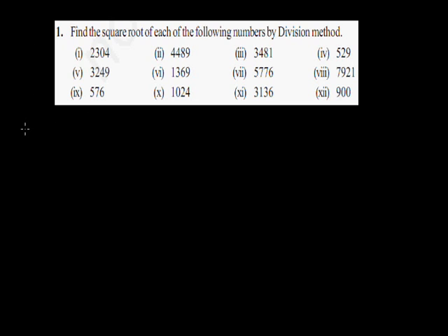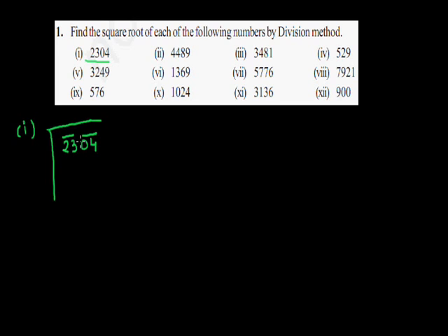So by using the long division method, the first question is we have to find the square root of 2304. First of all, the very first step we have to divide, starting from the unit place, the number 2304 into pairs. So the first pair starting from the unit place is 04 and the second pair is 23.